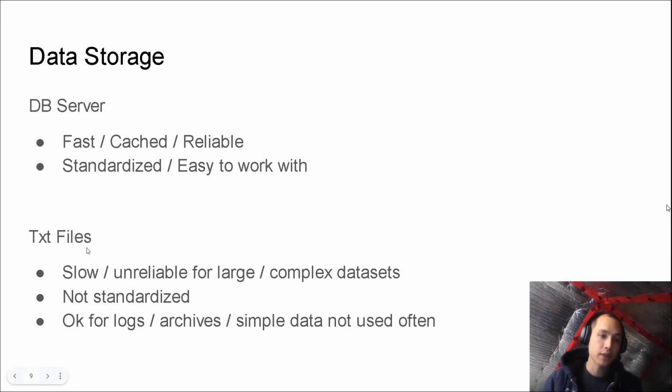And then you have text files. Now, text files are typically slow, unreliable, especially for large or complex data sets. And the reason for that is because your database is working hard to balance the memory and your hard drive for you, whereas your text file is almost always going to be on the hard drive, or if you're lucky, on the hard drive cache, if it's something really small. It's not standardized. You're going to probably come up with some weird protocol or whatever, and that's not good if you're developing with other people, or even if you just come back to your code like 10 years later and you're like, what's this weird text data file?